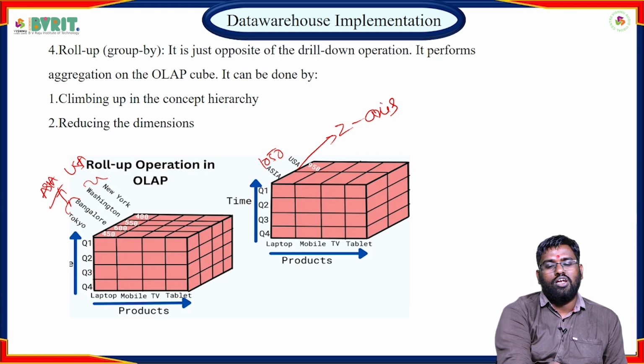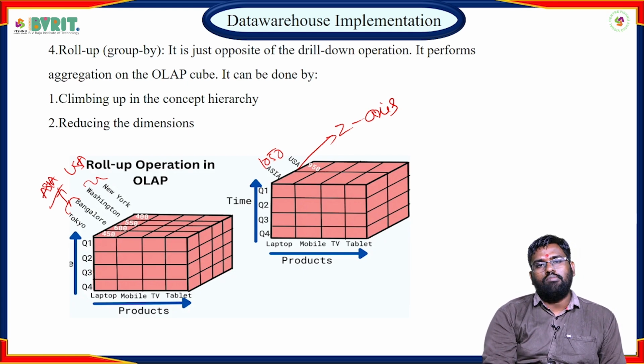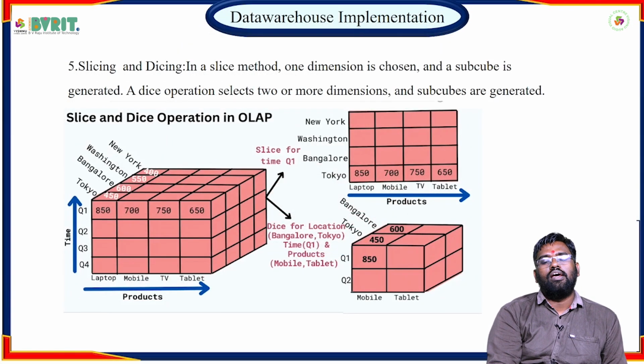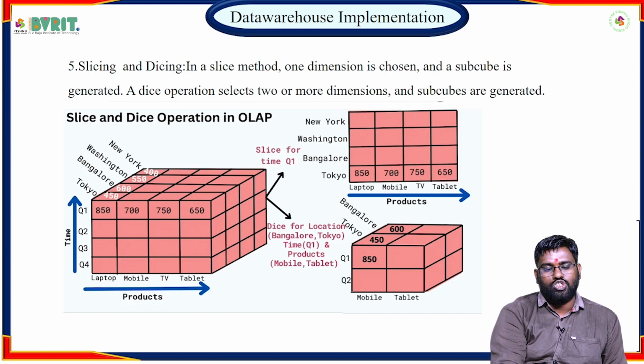That's why we have to reduce the dimensions in the concept hierarchy manner. Next one, slicing. Slicing means the given data will be converted into a single dimensional cube. The given data will be converted into a 2 dimensional cube. So slicing, see this picture.